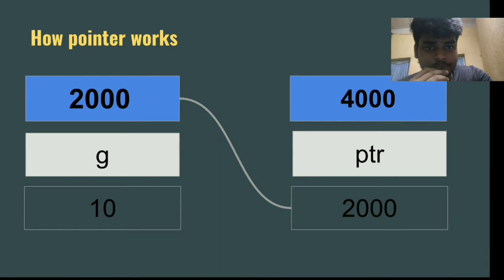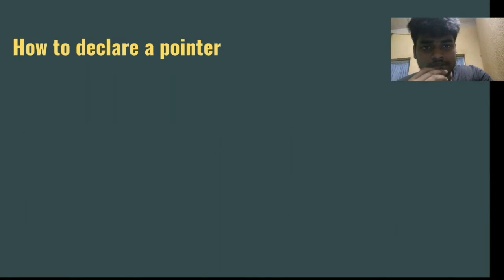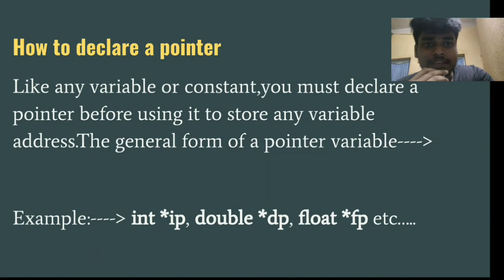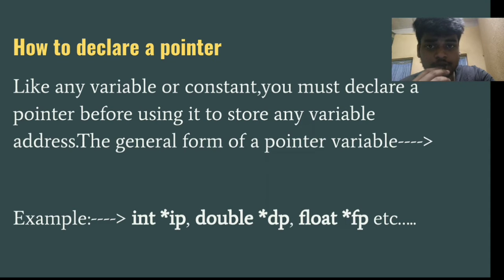Now moving on to the next slide, how to declare a pointer. Like any other variable or constant, you must declare a pointer before using it to store any variable address. As we declare variables, we have to declare a pointer. Without declaring the pointer, we can't use any pointer to reference or point to any variable.